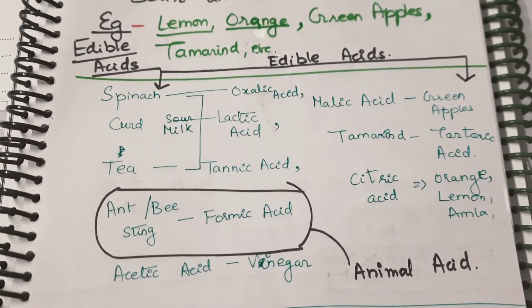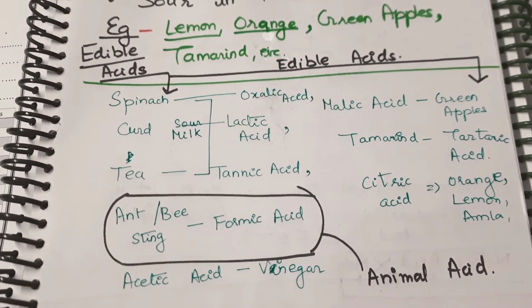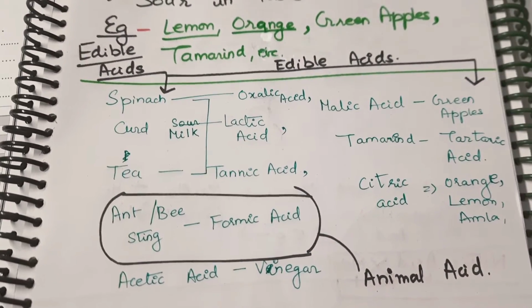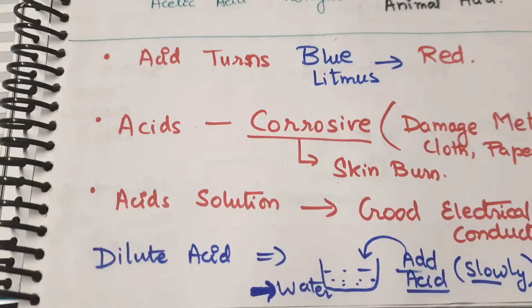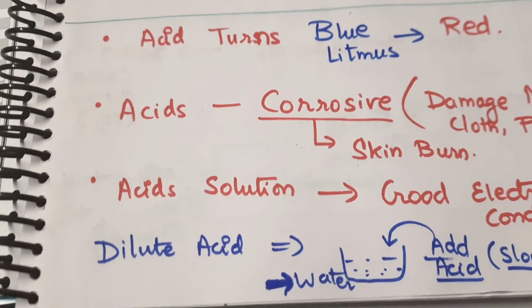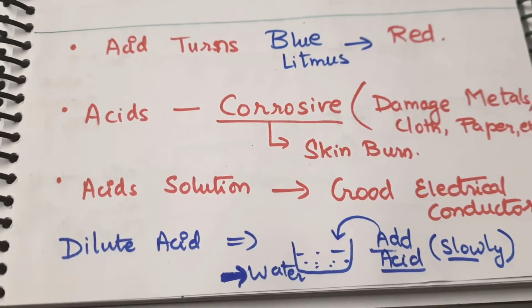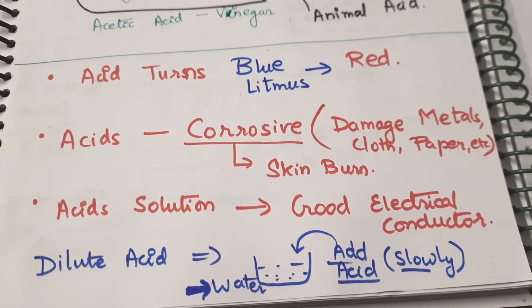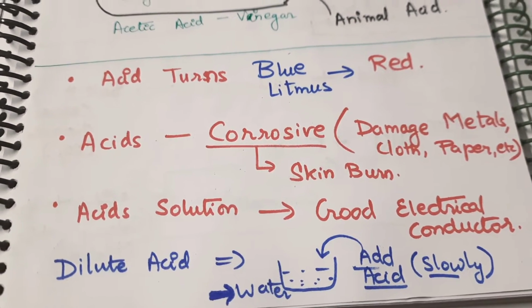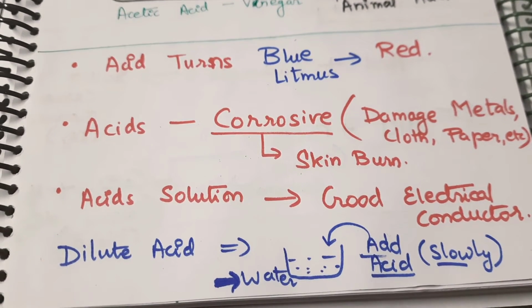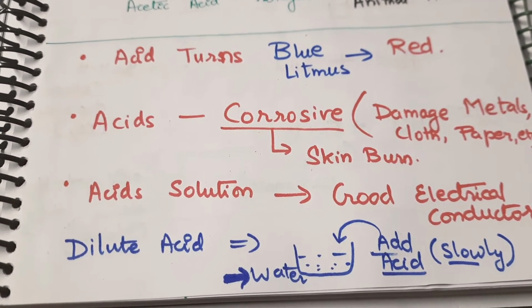The animal acid is in ants, and bee sting has formic acid. Please learn these acids very carefully. Next, acid turns blue litmus red. Acid is corrosive in nature, damages metal, cloth, paper, etc. Skin burn, acid solution, good electrical conductor, and dilute acid.